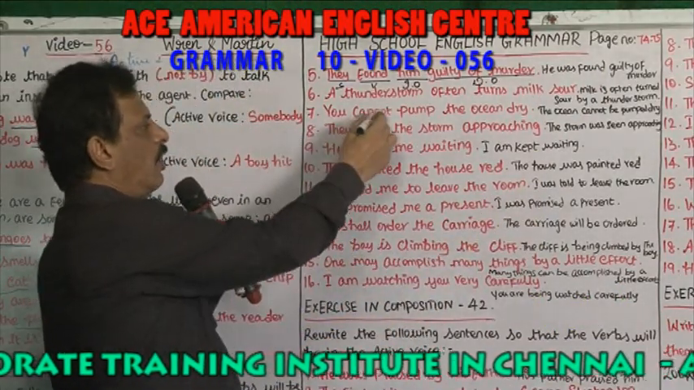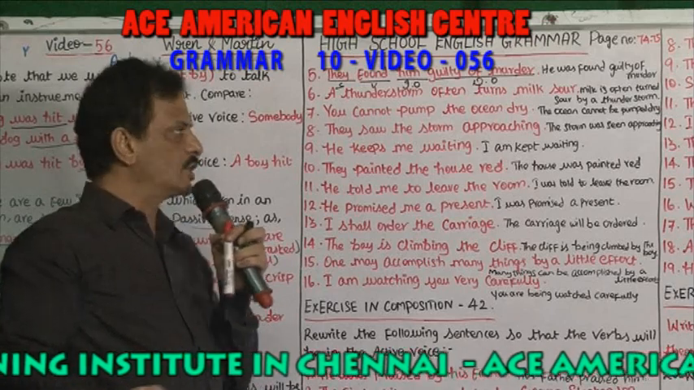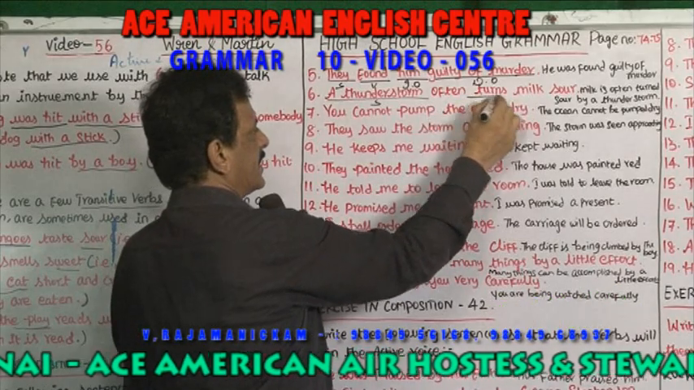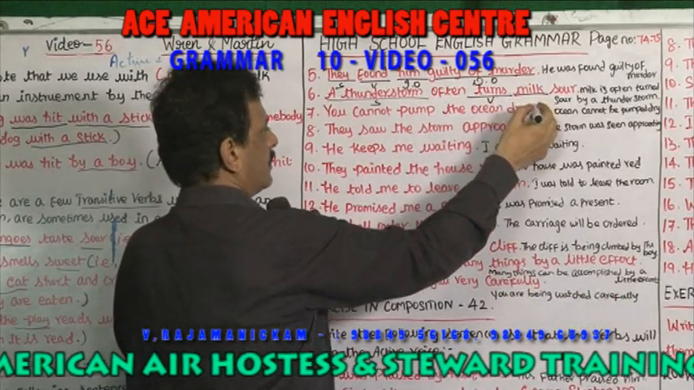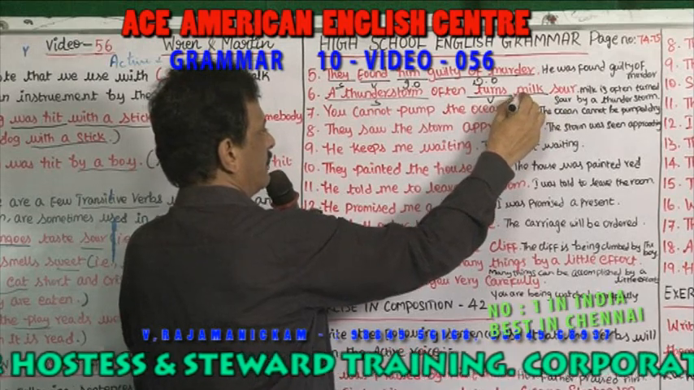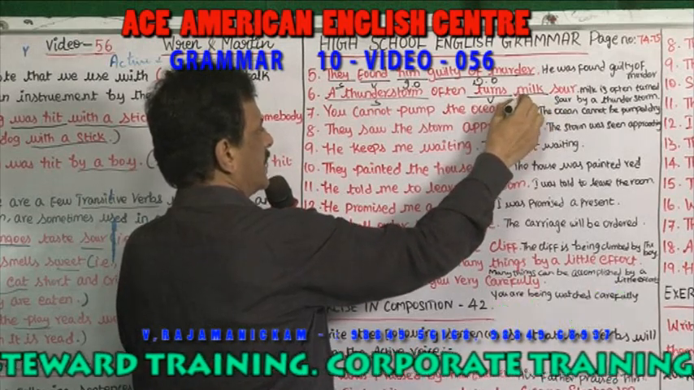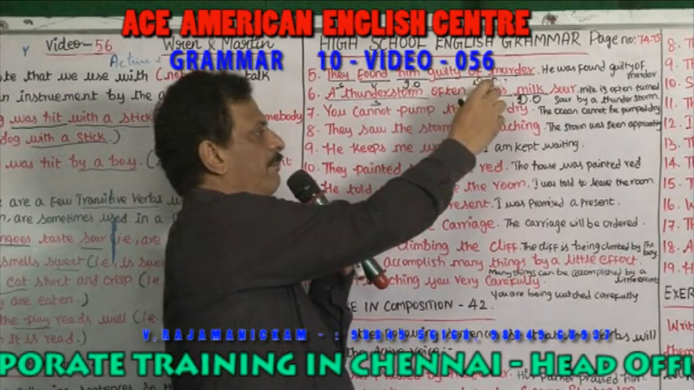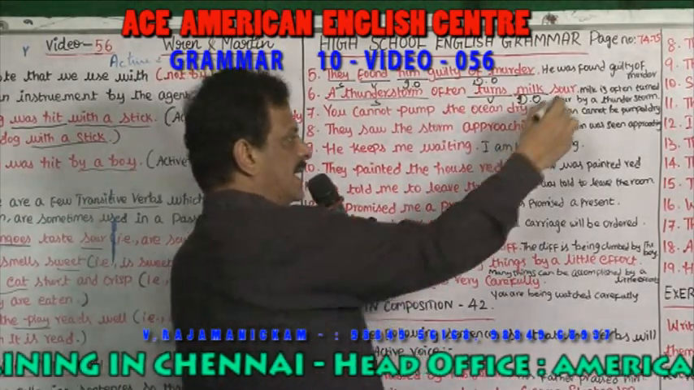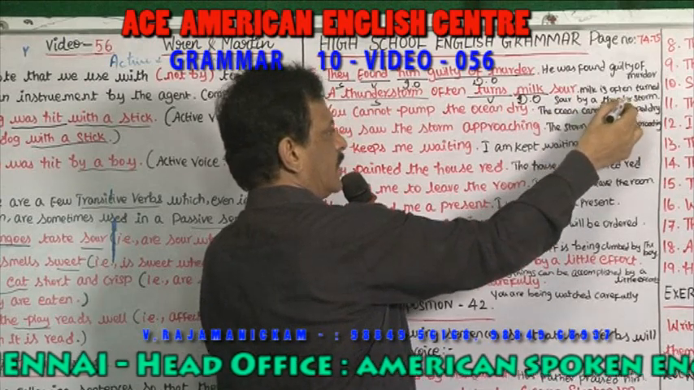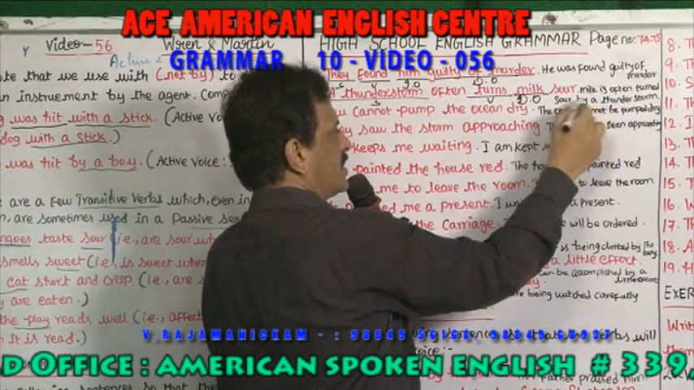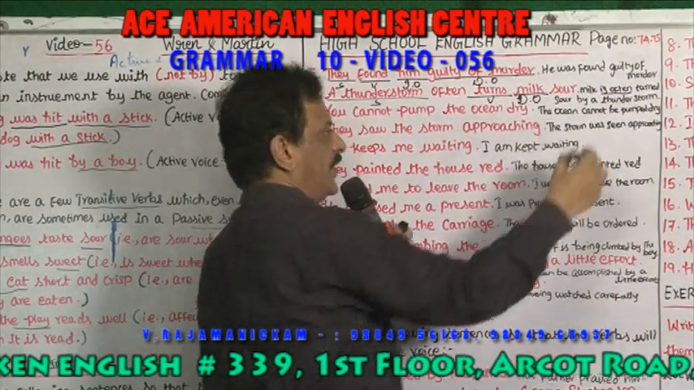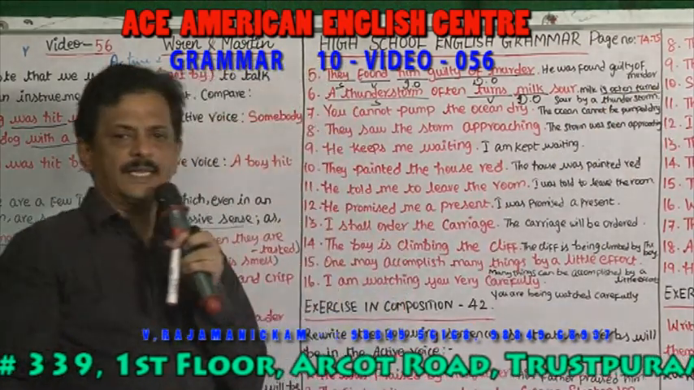A thunderstorm often turns milk sour. Thunderstorm becomes subject. Often turns. Turns becomes a verb. Milk. What? Turns. It turns the milk. So it becomes milk sour. So it is, yes, it is direct object. So a thunderstorm often turns milk sour. So what is the passive? Milk is often turned sour by a thunderstorm. See, turns is in the present tense, so you are using is often turned sour by a thunderstorm.